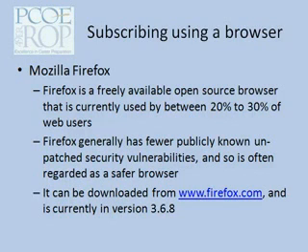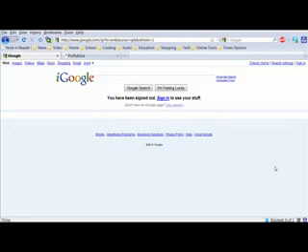You can download Firefox from firefox.com if you want to. If you are running Firefox, you should make sure that you're at the most up-to-date version, which is currently version 3.6.8. So let's have a look at subscribing to feeds using Firefox. So let's look at how to subscribe to feeds in Firefox. Once again, I've got an iGoogle tab open and I have the ProPublica tab ready to go. iGoogle doesn't offer a web feed, ProPublica does.